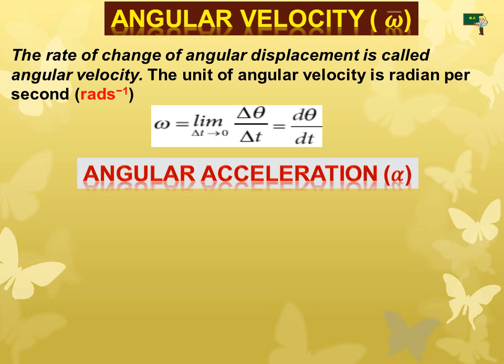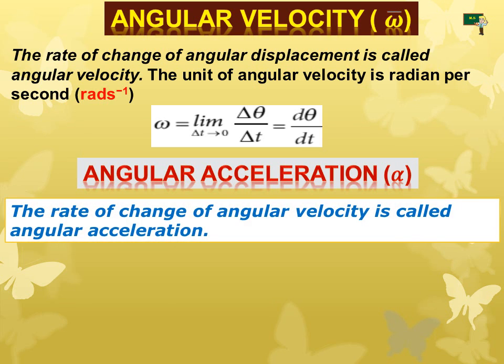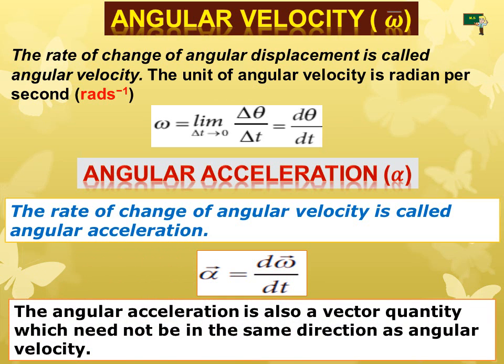And this angular acceleration is denoted by alpha. The rate of change of angular velocity is called angular acceleration, which is alpha is equal to d omega vector divided by dt. The angular acceleration is also a vector quantity which need not be in the same direction as angular velocity.